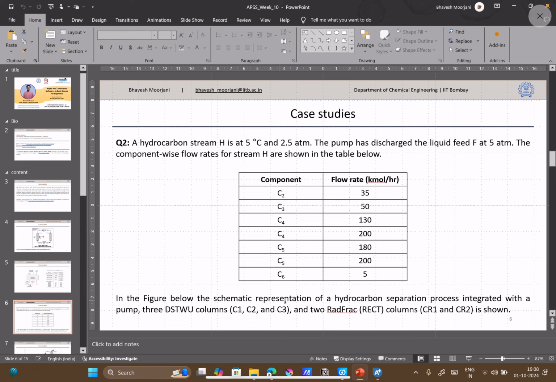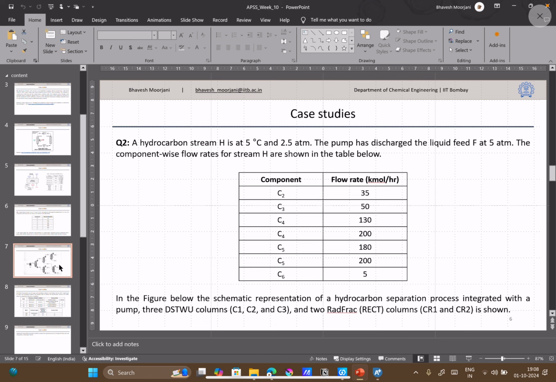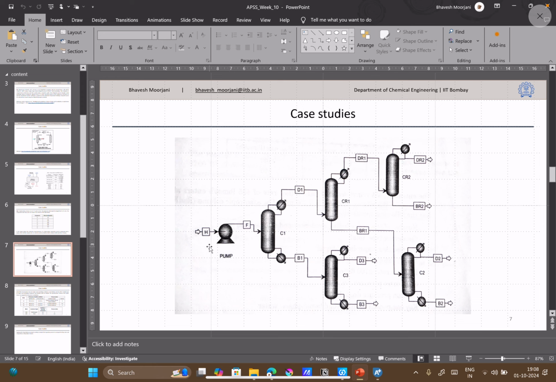In the figure below, the schematic representation of the hydrocarbon separation process integrated with pumps, 3 DSTWU columns, and 2 RadFrac columns is shown. So this is our process flow diagram, how it looks. We have a hydrocarbon stream which is pumped, then fed to the DSTWU unit. Vapor product of that unit is separated via a RadFrac column, while the liquid product is separated via a DSTWU unit. Similarly, the liquid bottom product of the RadFrac column is separated via a DSTWU unit.